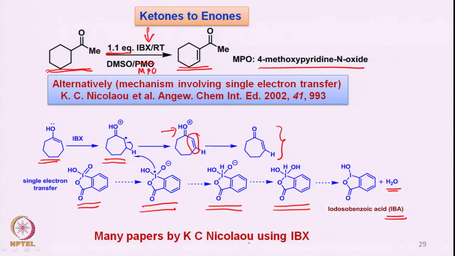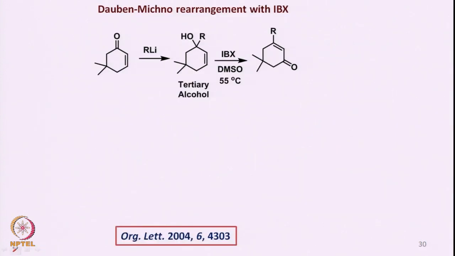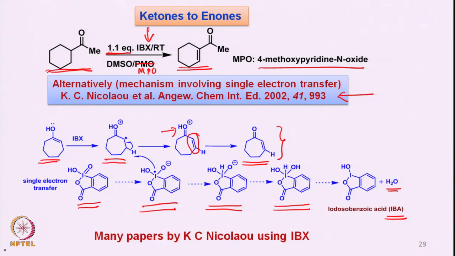So basically what is happening is there is a single electron transfer, and this mechanism is supported by some experiments, and that is available in this particular reference. So you start with the enol, which is present in the reaction medium from the ketone itself, and that allows an electron transfer to take place from here to here. Then you can have the formation of an enone via these types of intermediates. So this is an interesting aspect of the reaction, and we will stop at this stage and take the other aspects of oxidizing agents in the next class.